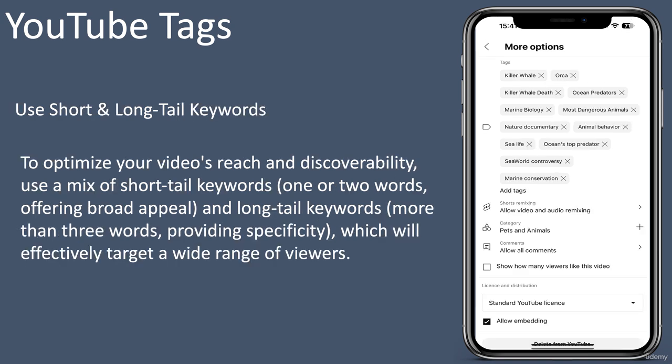Next is use a mix of short and long tail keywords. It's important to use a mix of short and long tail keywords in your video's tags, guys. Short tail keywords are broad keywords that are typically 1 or 2 words long, whilst long tail keywords are more specific and usually contain more than 3 words. Using a mix of short and long tail keywords can help you target a wider range of audience.